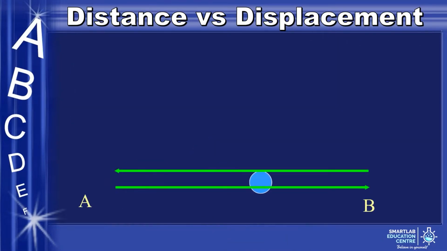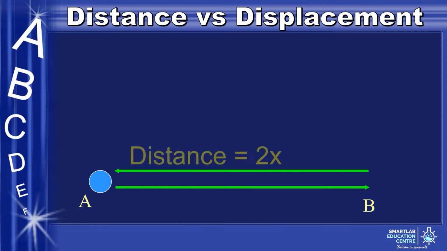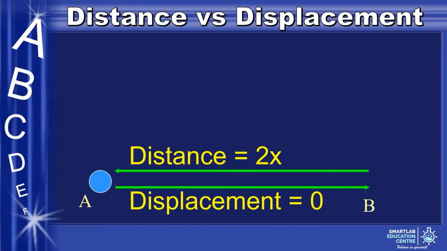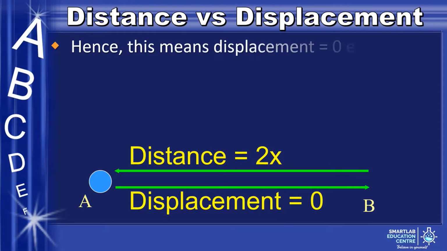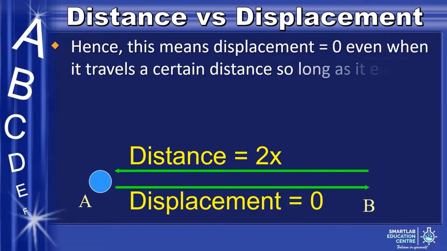This ball is traveling from A to B and to A again. It covers a distance of 2x, but its displacement is 0. Hence, this means displacement is 0 even when it travels a certain distance, so long as it ends at the start point.